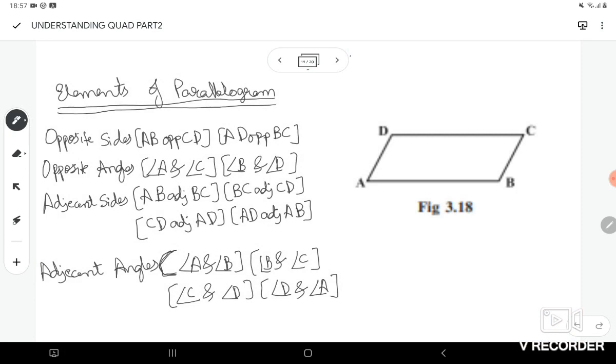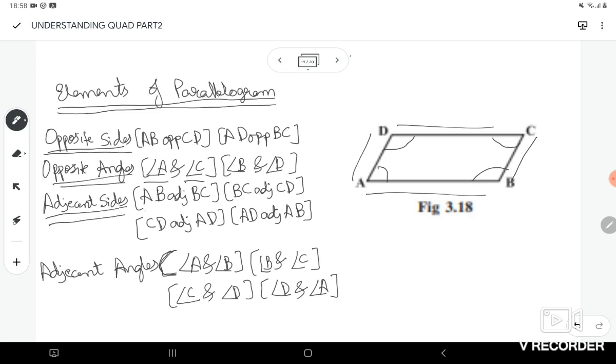Now some of the elements of the parallelogram. The sides are parallel. Opposite sides: here AB is opposite to CD and AD is opposite to BC. And opposite angles: angle A and angle C are opposite, and also angle D and angle B are opposite angles.